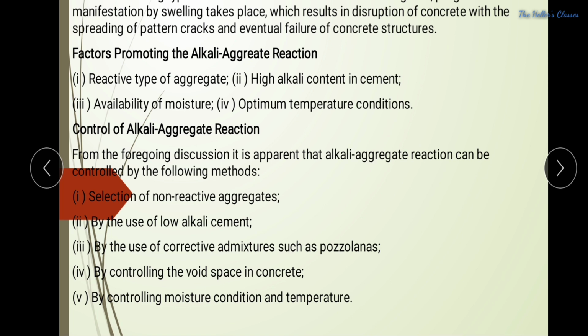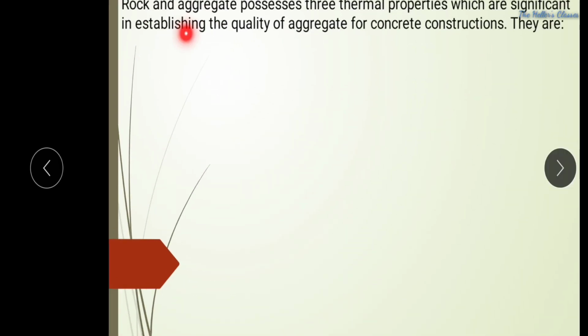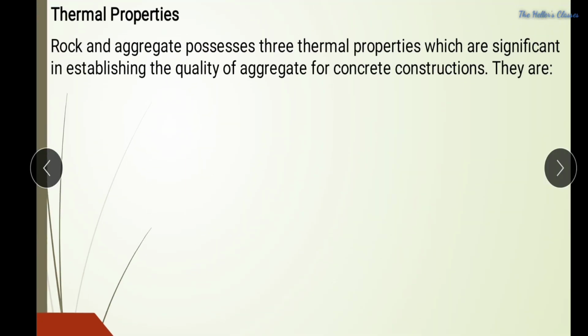Otherwise, if that alkali aggregate reaction happens, slowly the strength of concrete will be reduced because of that. So this is about alkali aggregate reaction. The next one is thermal properties.